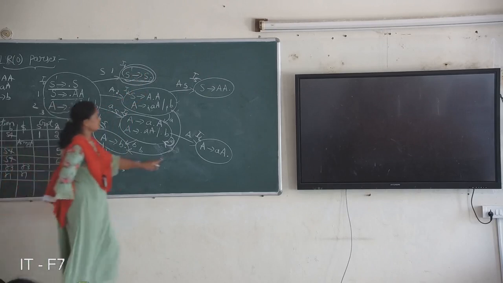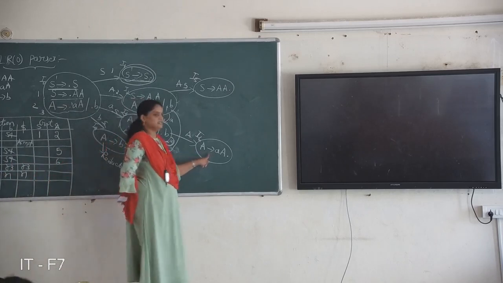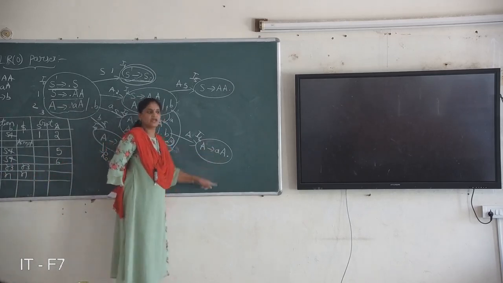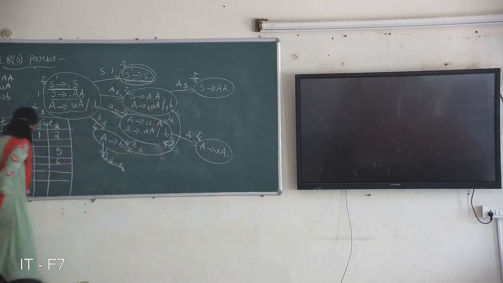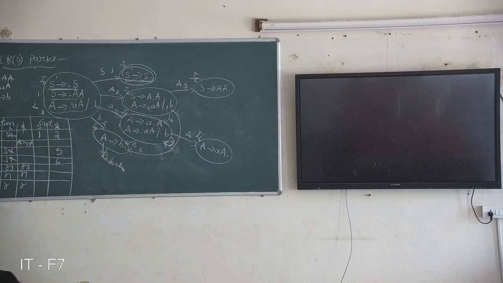Next, the I6 state. It is also a complete item and there is no transition on this one. So it is a complete item, and you can perform a reduction operation. Reduction with which production? Second production. So write R2. That's all. This is the parser table. By using this parser table, you can parse any string for this grammar.